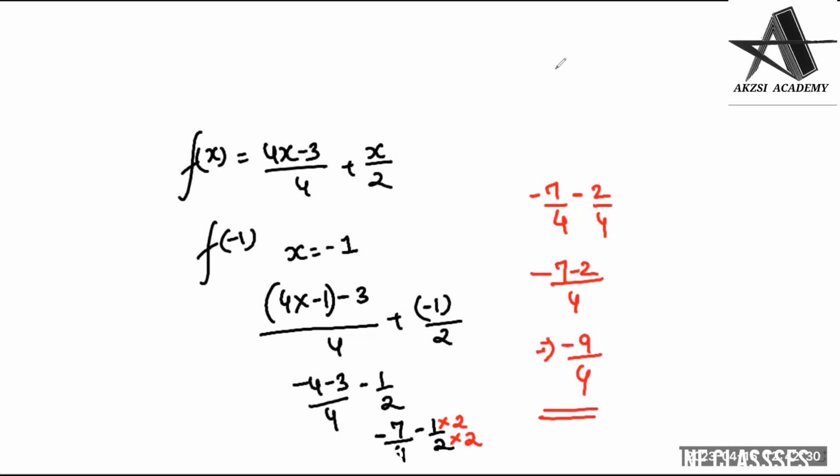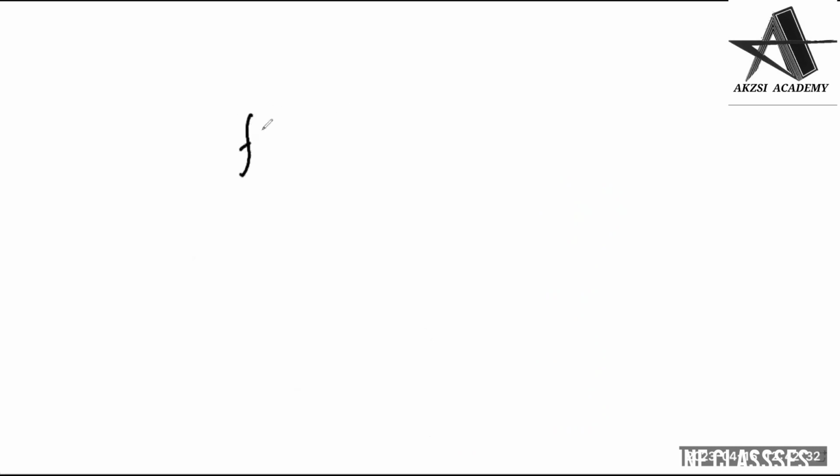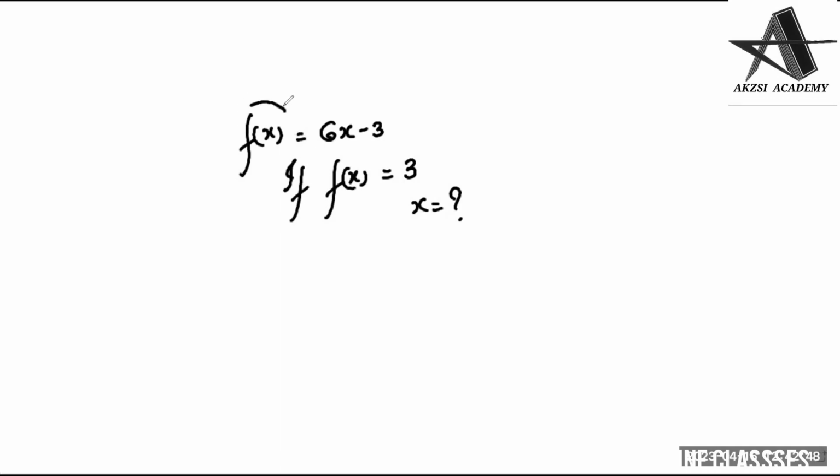Now suppose the question is f(x) equals 6x minus 3. If f(x) equals 3, what will be the value of x? See, f(x) equals 3. Here f(1), f(2) is not given. The value of f(x) is given, which means replace f(x) with 3. There is a difference. They are not asking you to calculate f(1), f(2). They have already given you the value of f(x) and they are asking you to calculate the value of x.